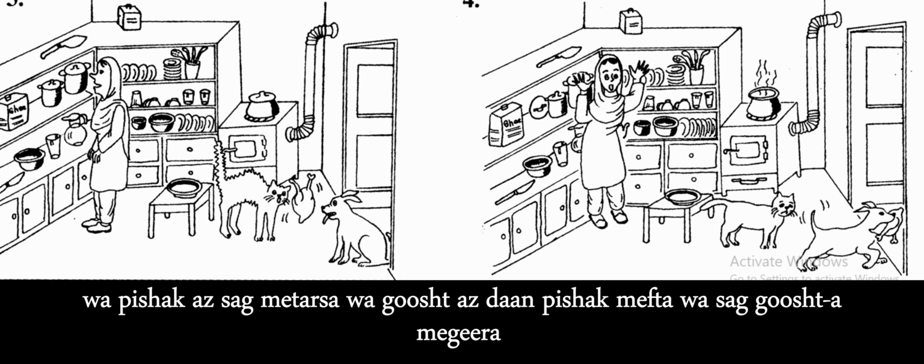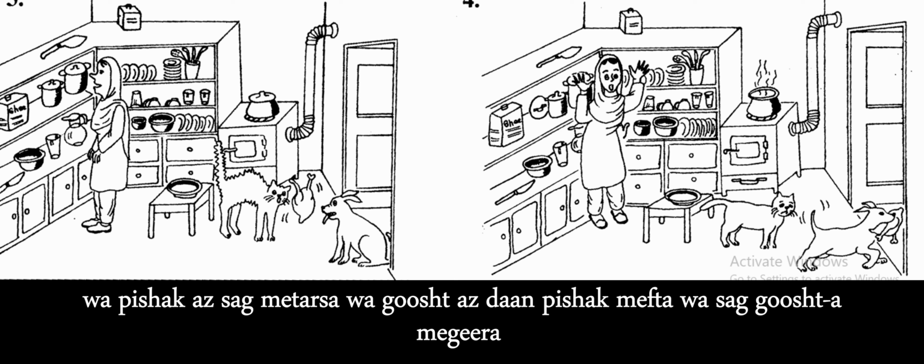و پشک از سگ میترسه و گوشت از دان پشک مفته. So now here و پشک از سگ میترسه. So how does this phrase work? So peshak as sak metarsa.